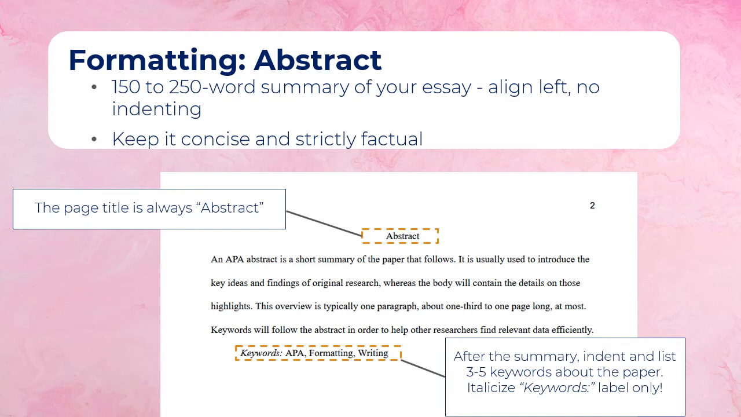Abstracts are meant to be short. They help other researchers quickly determine if your essay is one that includes the information they're searching for. Aim for 150 to 250 words maximum, and do not indent this paragraph. After summing up your essay on a new line, indent the word keywords in italics, then list 3 to 5 search words relevant to your essay in regular font. This is meant to help researchers easily locate your essay.